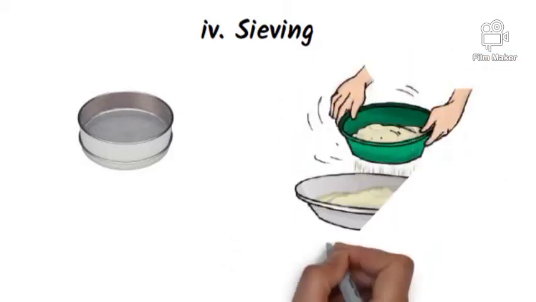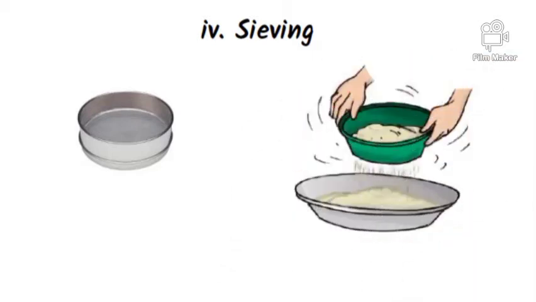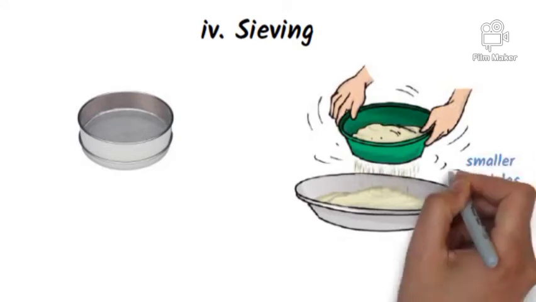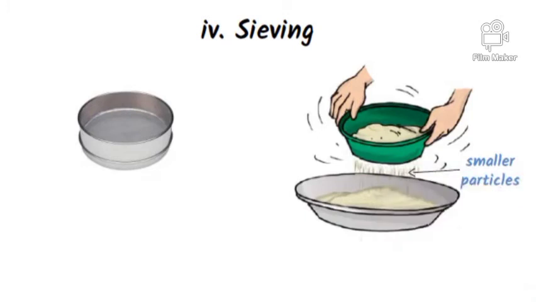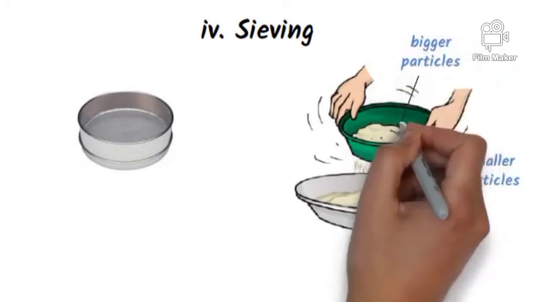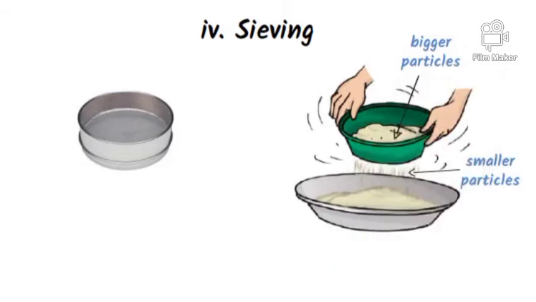The method of separating a mixture by using a sieve is called sieving. Sieving is used to separate those solid mixtures which have components of different sizes. Such a mixture is put in a sieve and the sieve is moved back and forth continuously. The smaller particles of the mixture pass through the holes of the sieve and collect in a vessel kept below. The bigger particles which cannot pass through the sieve remain in the sieve. In this way, the mixture gets separated into two components.